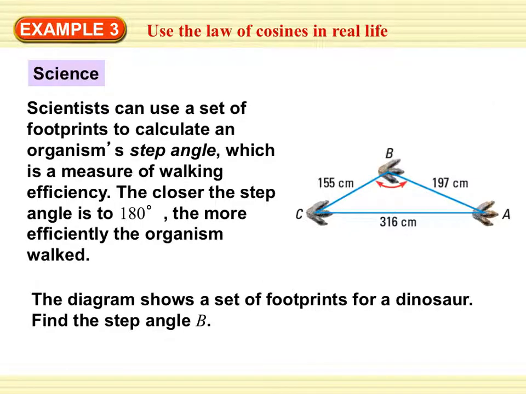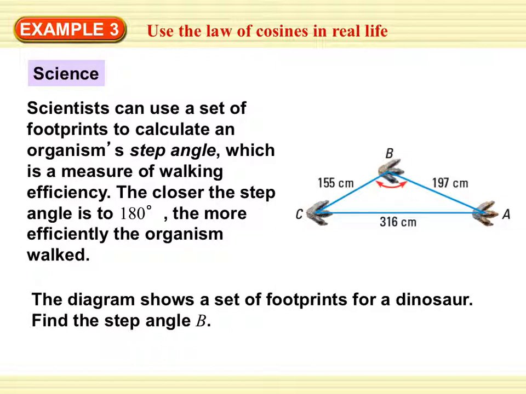Cool. Okay, example 3. Use the law of cosines in real life. Scientists can use a set of footprints to calculate an organism's step angle, which is a measure of walking efficiency. The closer the step angle is to 180, the more efficiently the organism walked. The diagram shows a set of footprints for a dinosaur. Find the step angle B.